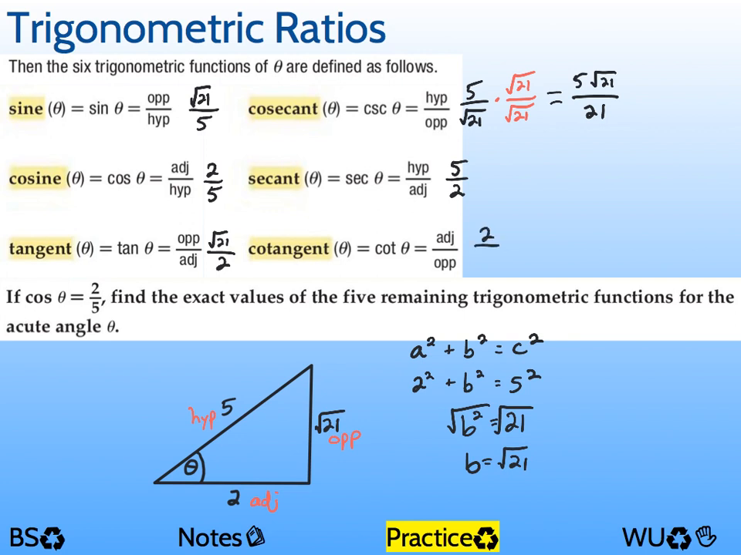And cotangent is 2 over square root of 21. Again, we have the square root of 21 in the denominator, so we have to cancel it out using the same method. And you're left with 2 radical 21 over 21.